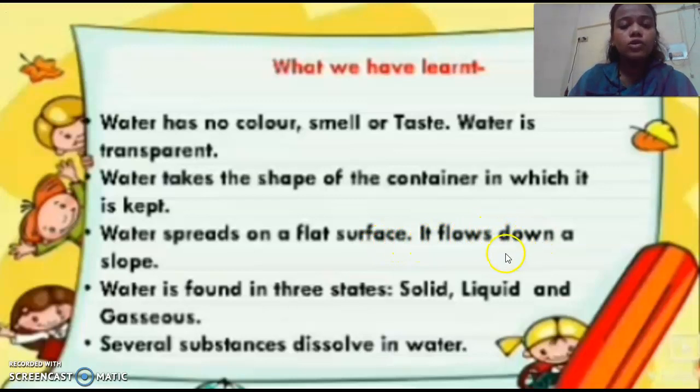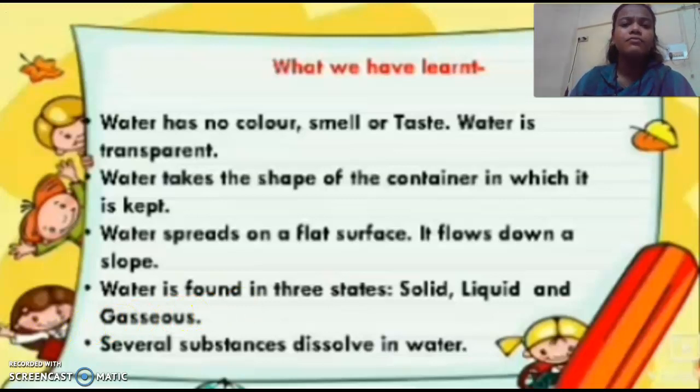It flows down a slope. Water is found in three states, that is solid, liquid and gaseous. Several substances dissolve in water. Can you name these several substances? What are the things that dissolve in the water? Like salt, sugar and many more. I want you to write the answer in the comment box.